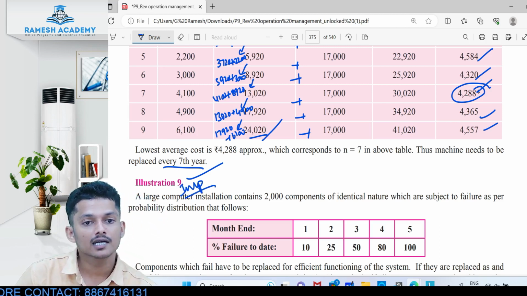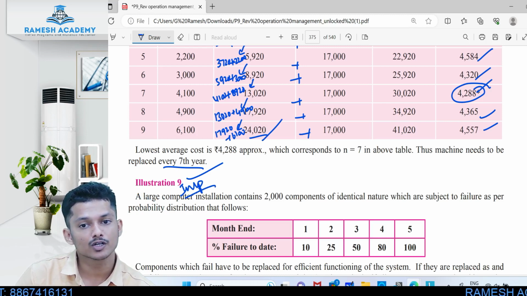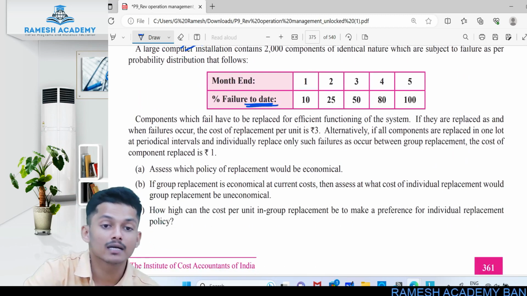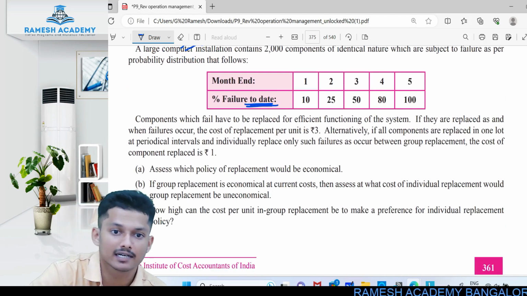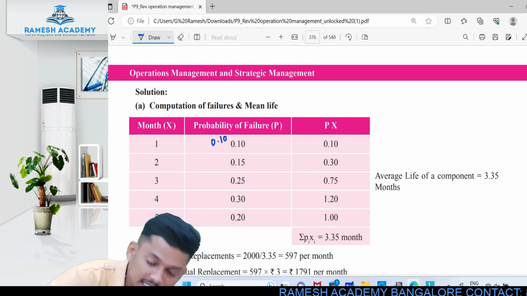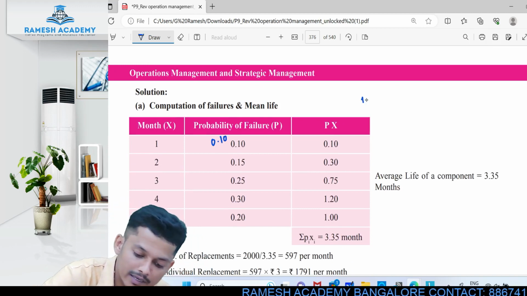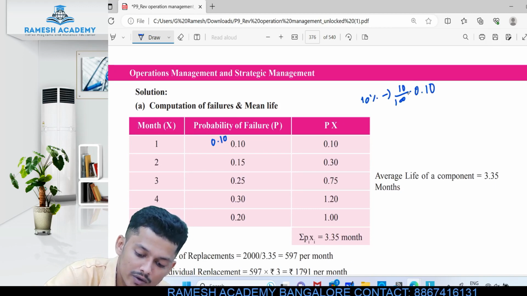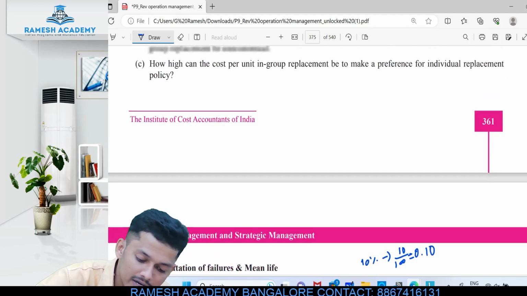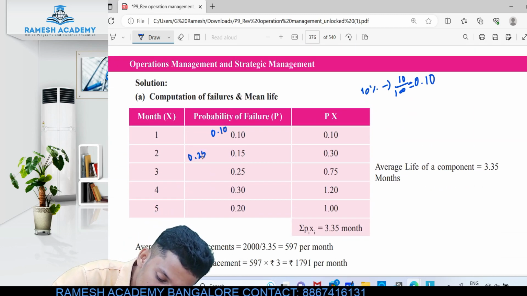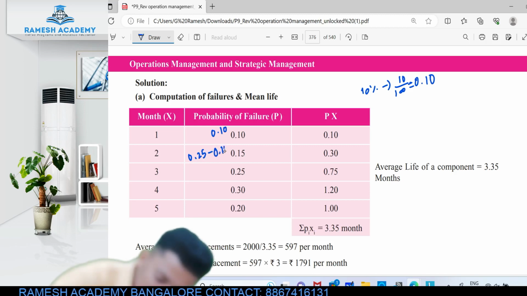A large company installation contains 2,000 components of identical nature which are subjected to failure as per the probability. Here they gave up to date, that means they gave cumulative. You have to separate that. How do you do that? See, here 0.10, that is 10%, means 10 by 100, that is 0.10. That's how I have written directly in decimals. Next they gave up to date for the second year 25, that is 0.25. 0.25 minus 0.10.